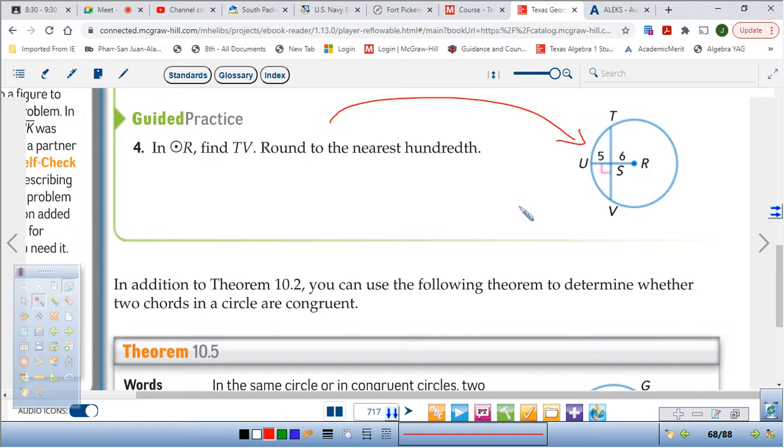So I want to start looking at this. I'm going to start breaking it down. They want us to find TV, from here to here. I have no idea what that is. I can't see it in my head, so I'm going to try to figure it out. Well, I know this part here, 6, 5. I don't know this one. So if I know this one here, then I know this one here, right? That's what I'm going to look at.